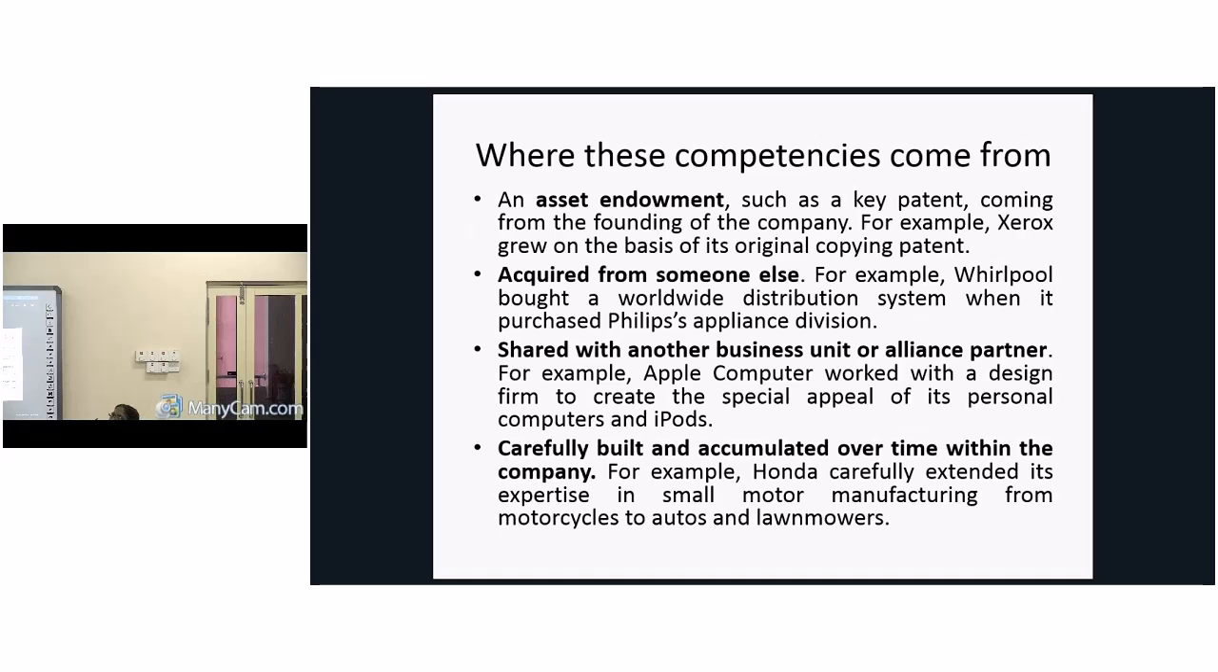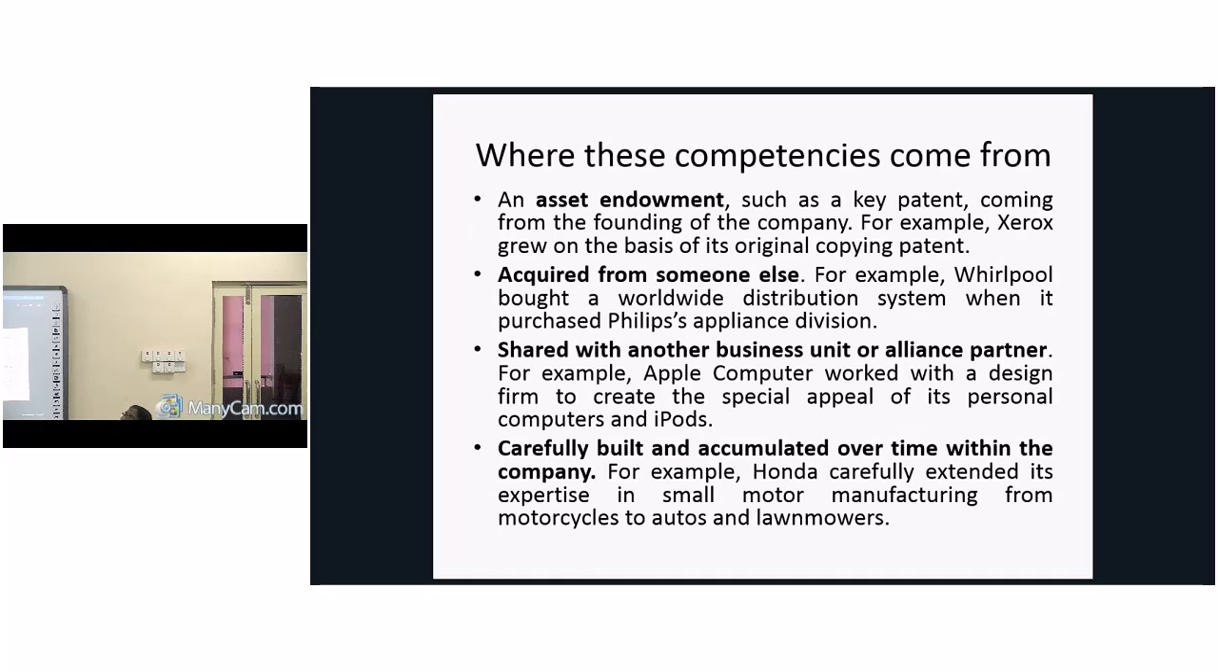So, as a patent, you can protect your core competencies as a patent, right? As an asset, in other terms, as an asset. You yourself develop your own capabilities. You yourself develop your own capabilities, competencies as an asset. You yourself develop.